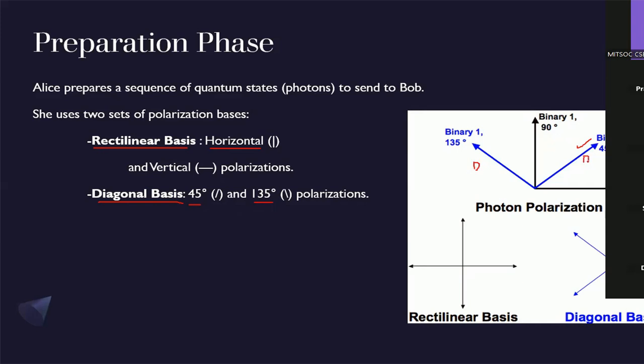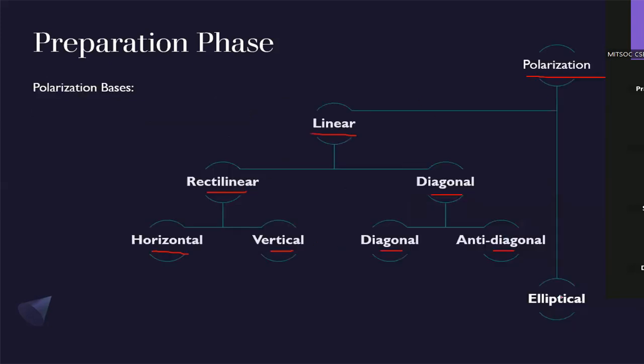These two blue lines represent the diagonal basis, where we have the 45-degree and 135-degree polarizations. Binary 0 can be represented as the horizontal, or rectilinear basis, and 90 degrees can be represented as the vertical, or rectilinear basis. So in short, here we have given the rectilinear basis and the diagonal basis. Okay, so the first two things are clear: the polarization, linear and electrical.